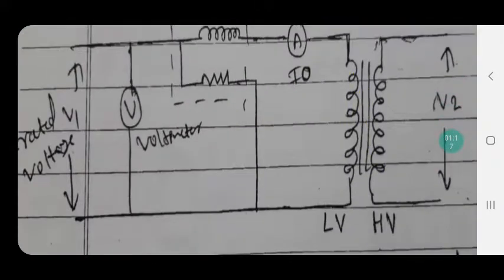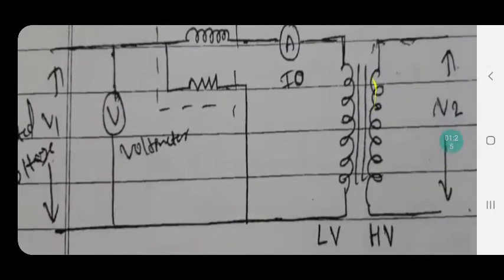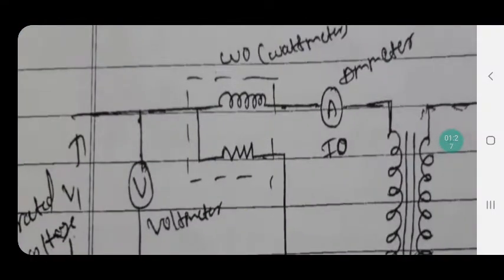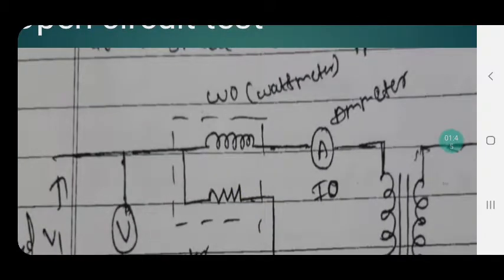As the HV winding is open circuited, the current is negligible. Open circuit means current is very small. So this wattmeter will read a very small amount of copper loss. Why? Copper loss means I squared R loss. So as the current is less, I squared R loss, that is copper loss, is also less. So the wattmeter will read a small amount of copper loss and a large amount of iron loss.